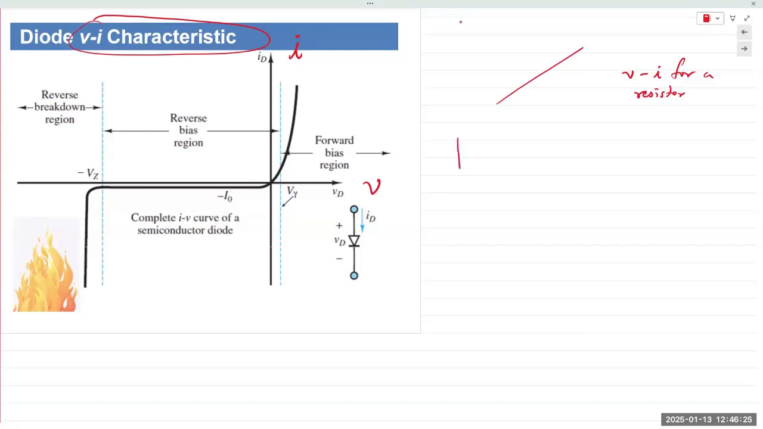If I zoom into the plot in the forward bias, this is how it's going to look. This is V and this is I. If you increase the voltage for a long time, nothing happens. It's basically zero.